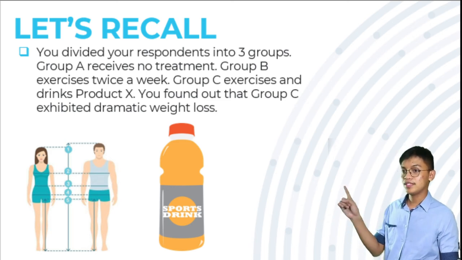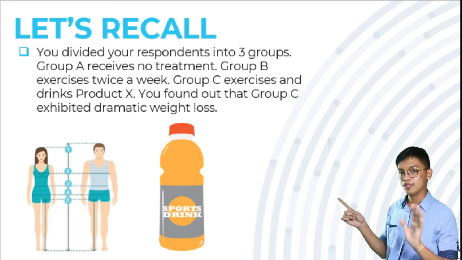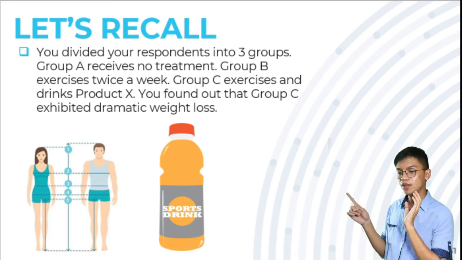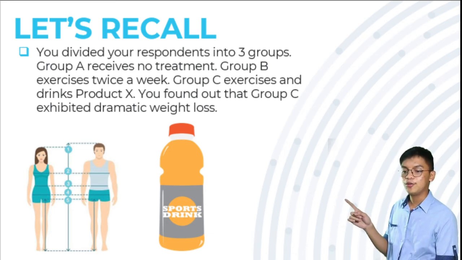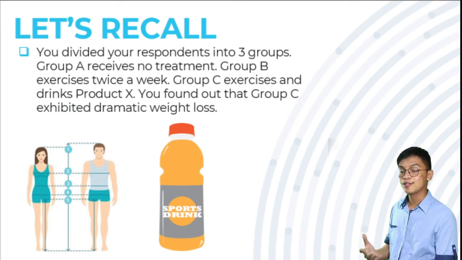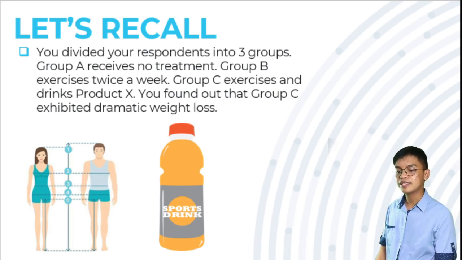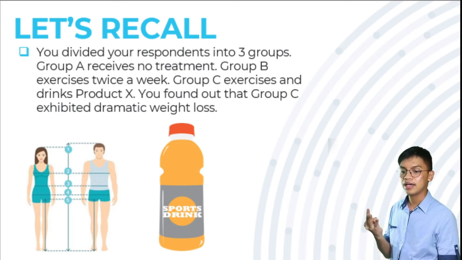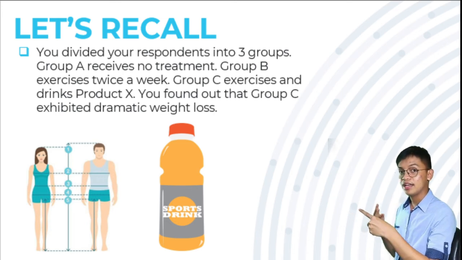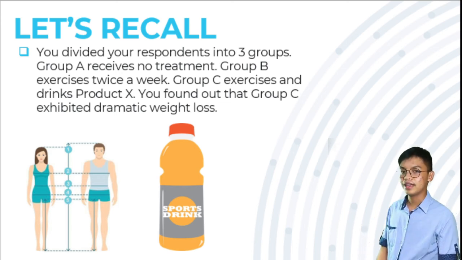Group A receives no treatment, walang ginagawa lang. Status quo, control group. Group B tried to exercise twice a week. Group C exercises twice a week, and then they drink a product that would help them lose weight. And she found out that Group C exhibited the most dramatic weight loss out of the 3, meaning that this product can help with weight loss if it is partnered with exercise.